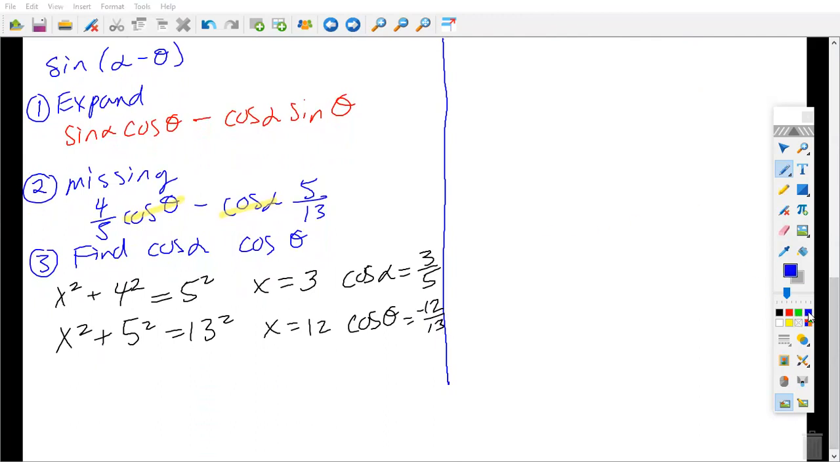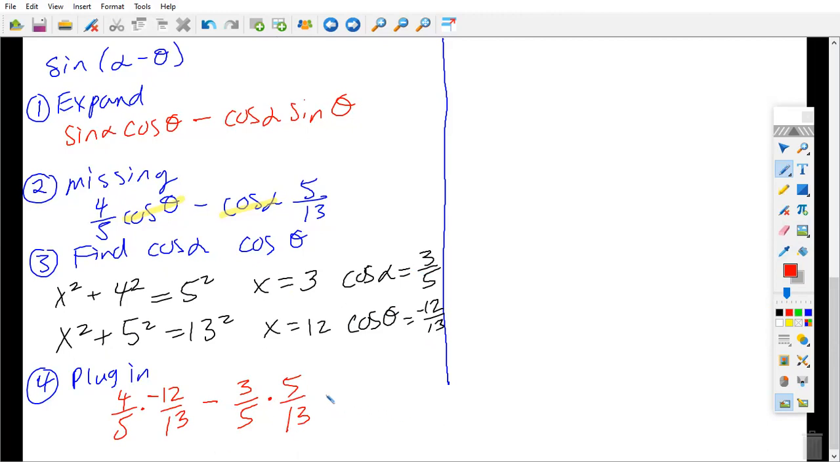Yes, so this final step is to plug in and simplify. So step 4, plug in. Doesn't it matter what's negative out of 12 and 13? No, it does not. So we have 4/5 times negative 12/13 is sine alpha cosine theta, minus cosine alpha sine theta, which is 3/5 times 5/13.